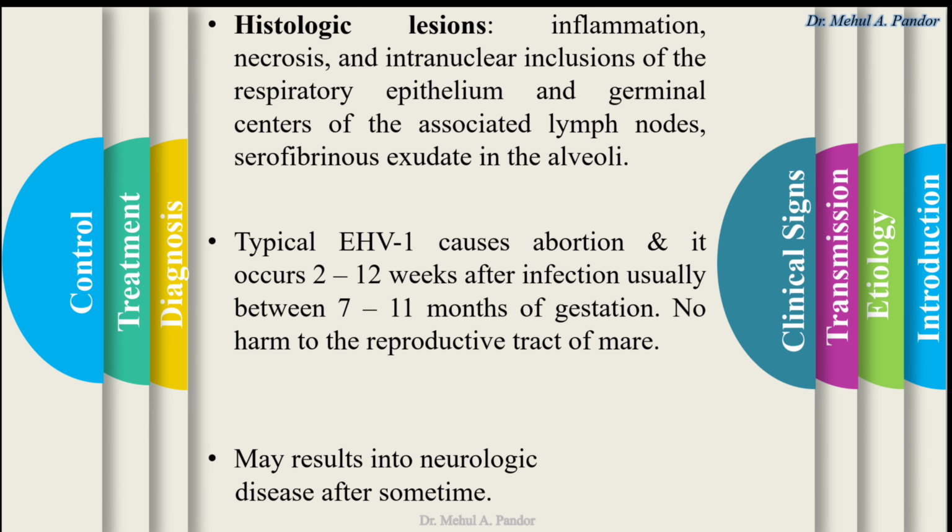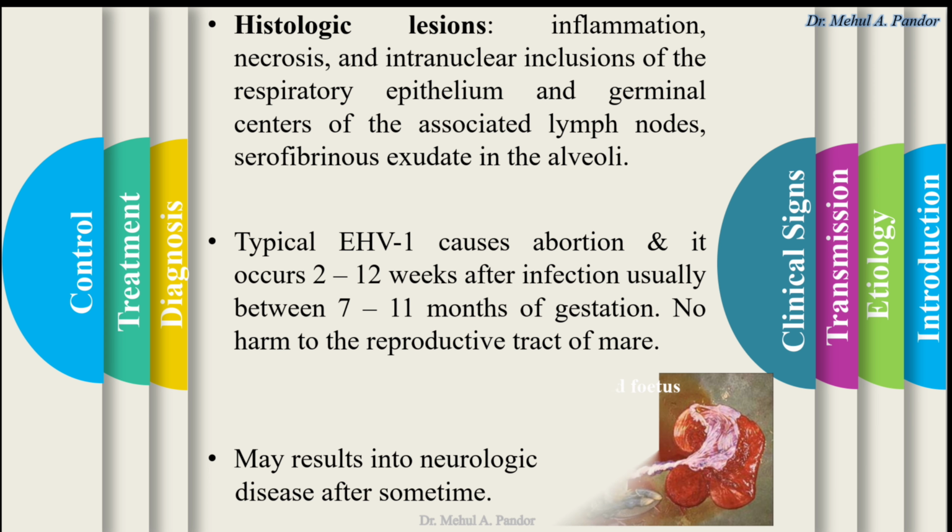Some of the histological lesions observed are inflammation, necrosis, and intranuclear inclusions of the respiratory epithelium and germinal centers of the associated lymph nodes. Serofibrinous exudate in the alveoli is found. The typical equine herpes virus 1 causes abortion, and it occurs 2 to 12 weeks after infection, usually between 7 to 11 months of gestation. No harm to the reproductive tract of the mare occurs. It may result in neurologic disease after some time.